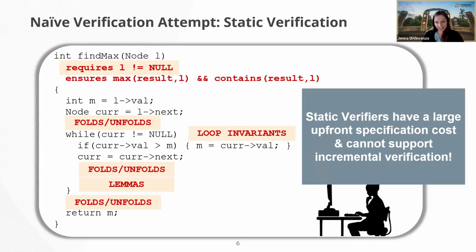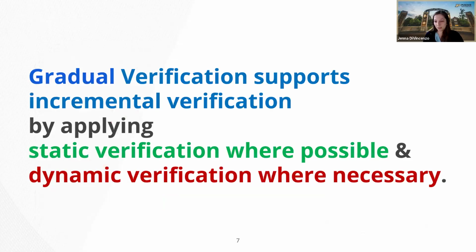So in comes gradual verification. We want to bridge this gap by combining the two in a seamless way. The idea of gradual verification is that it can support incomplete partial specifications by soundly applying static verification where possible. And where we can't, where we have holes in the proofs, we're going to fill them with runtime checking. So now developers can pick and choose where they want to put the effort in their code in terms of full static verification.